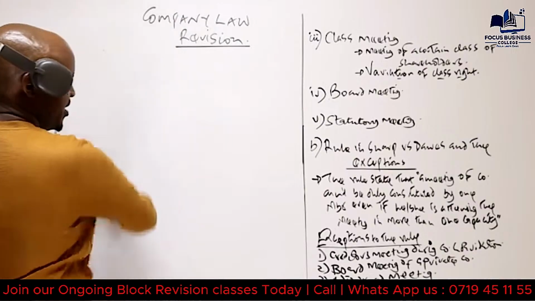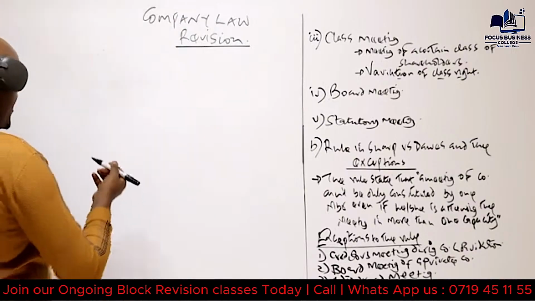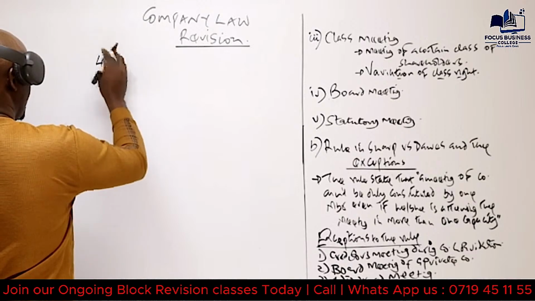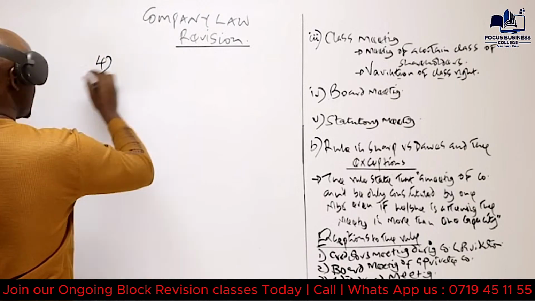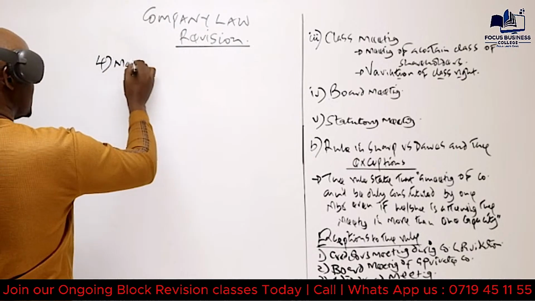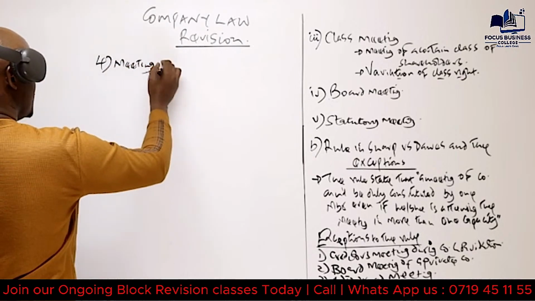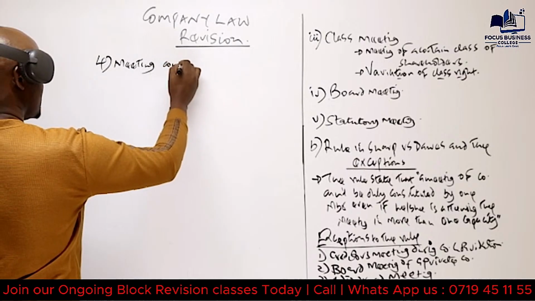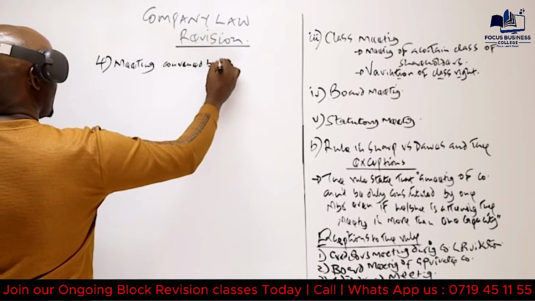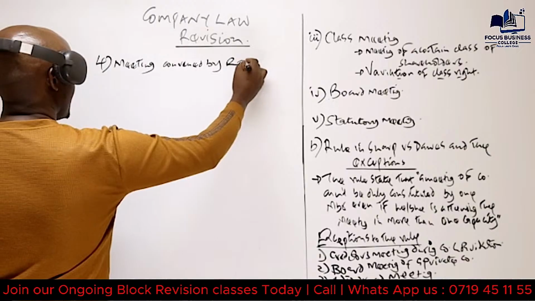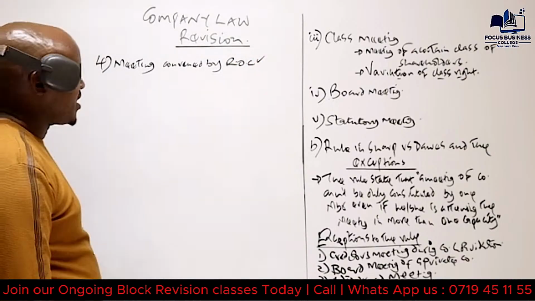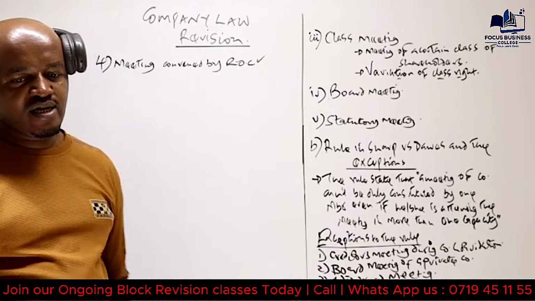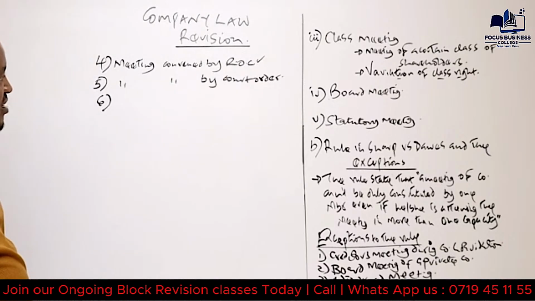So then we have number four, a meeting convened by the registrar of companies. So the registrar of companies can issue an order requiring a company to hold the meeting. Basically, go ahead. This one should be the High Court.